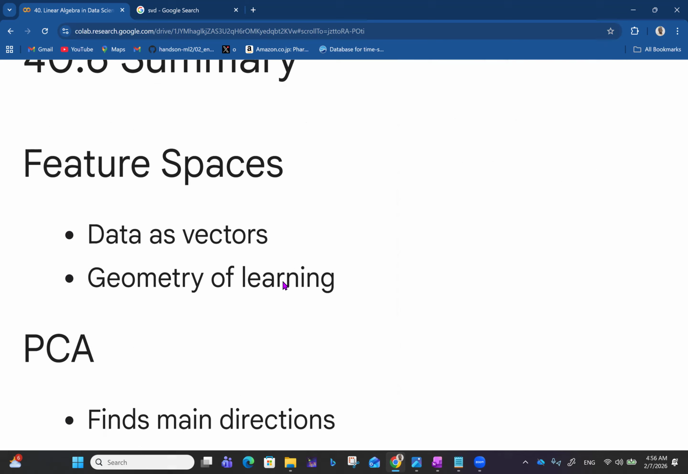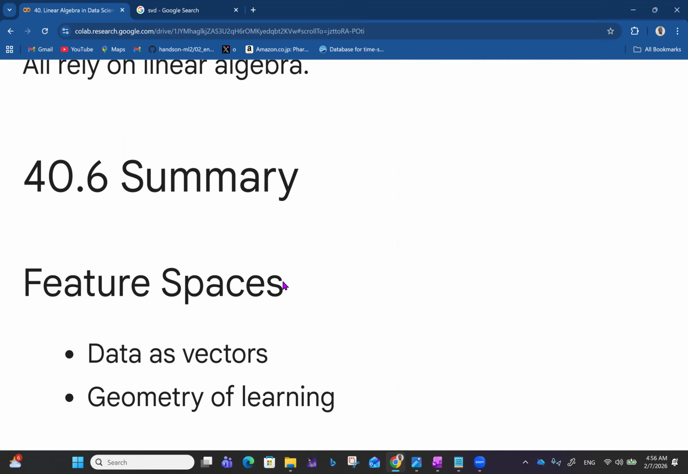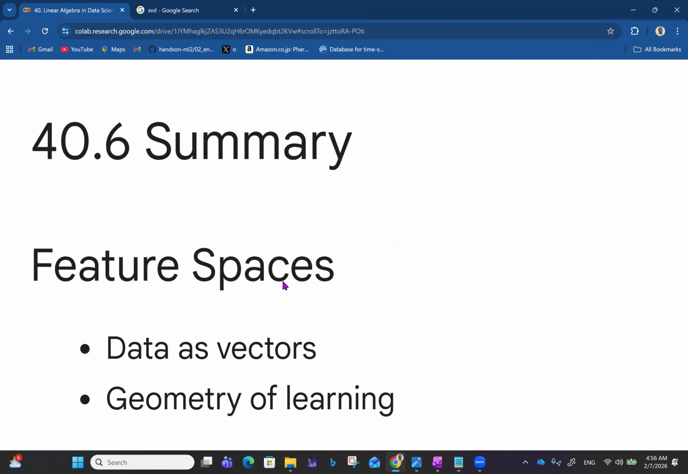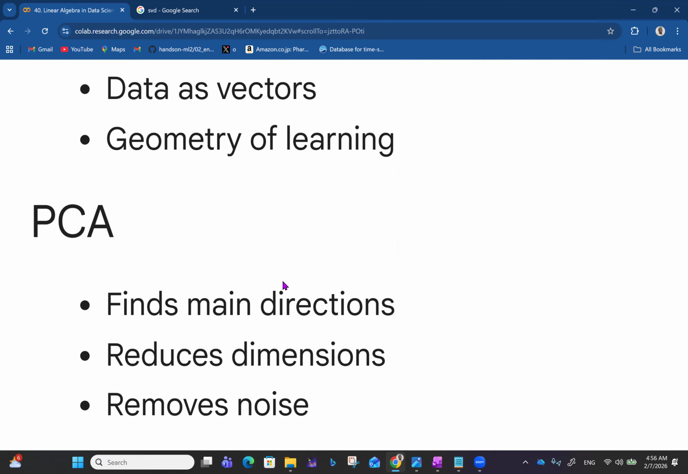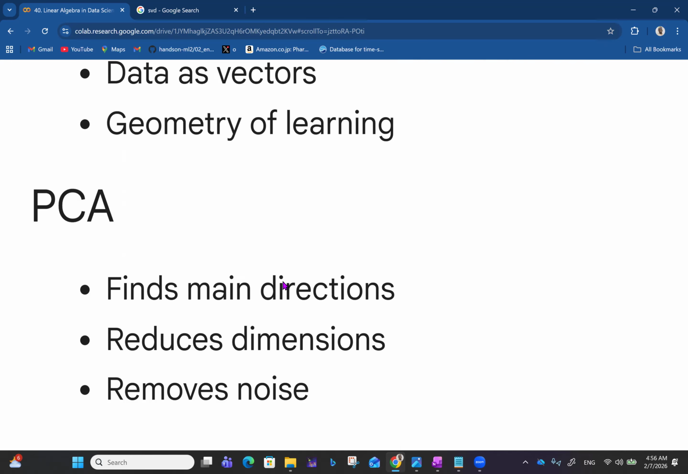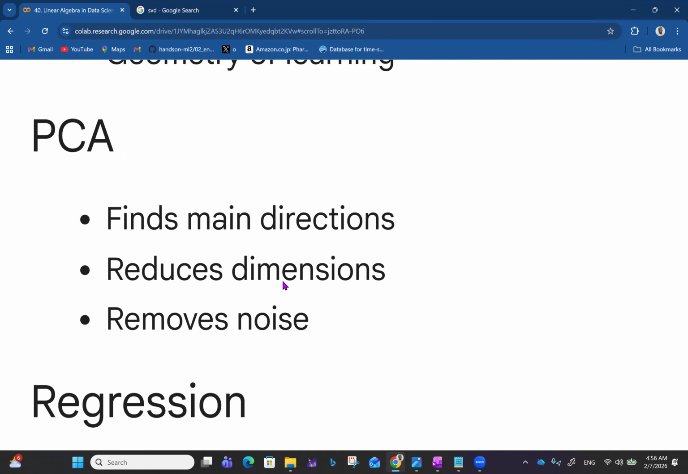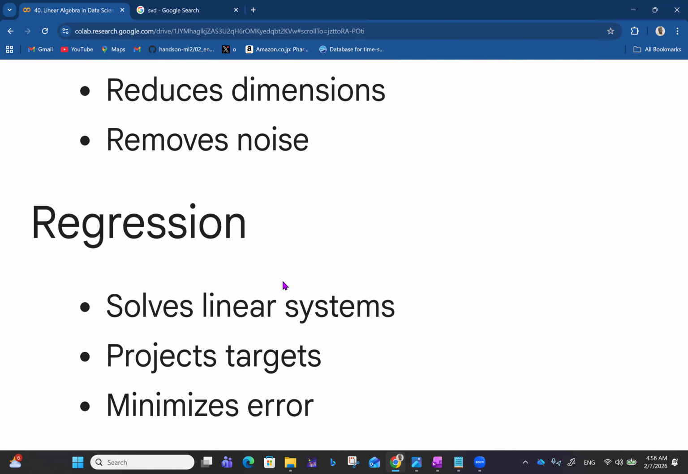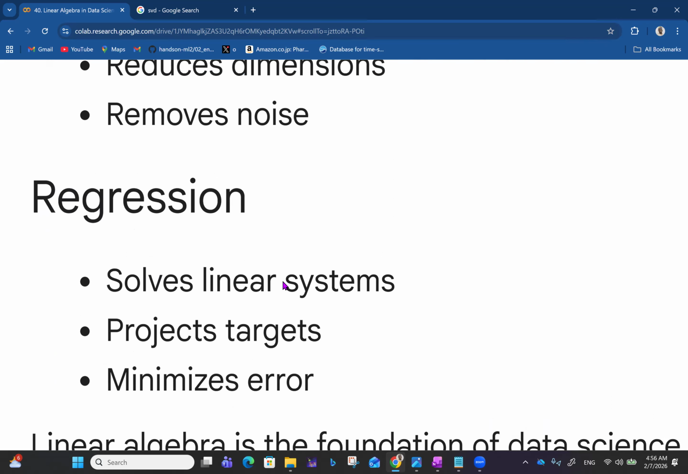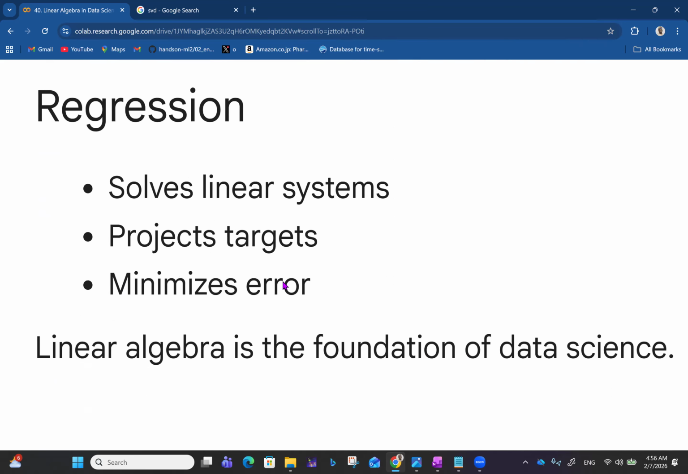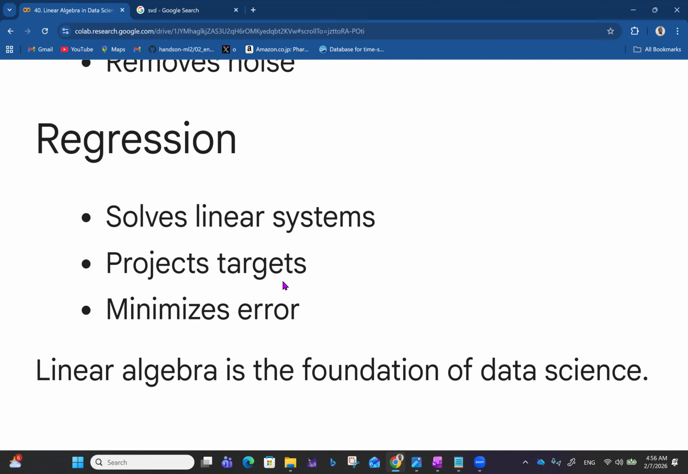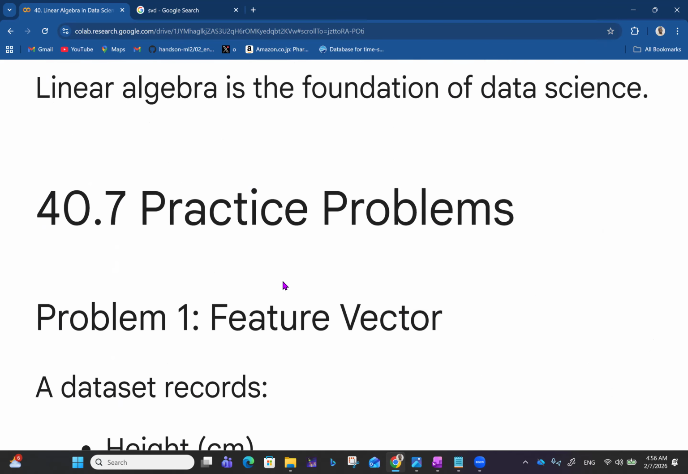So in summary, for feature spaces we see that data act as vectors, and we have the geometry of learning. PCA finds main directions. If there are too many directions for a data set, PCA helps you narrow down on the directions that really matter, reduce dimensions, and remove noise too. Then regression solves linear systems, projects targets, and minimizes errors. So linear algebra is the foundation of data science. In essence, that's what we are saying.